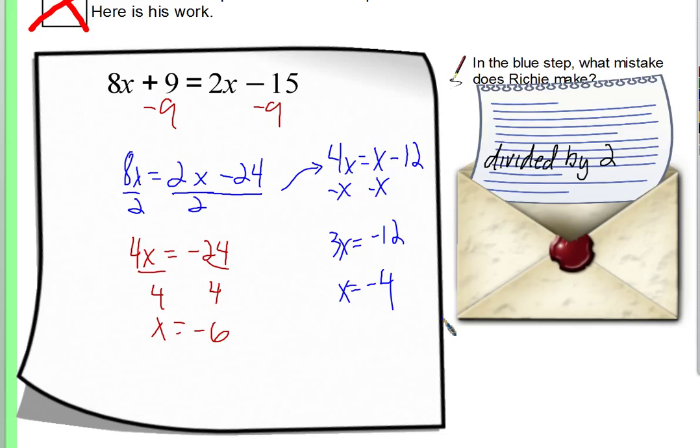Now, could we have done this differently? Did Johnny start to walk us down a different road? Yes. You could have subtracted 2x from both sides, which would have given you 6x equals negative 24. Okay, divide by 6 on both sides, what do you get? Negative 4. Same solution, two different approaches, okay? The reason why I would suggest that you go this way is because dividing doesn't always work that nicely.